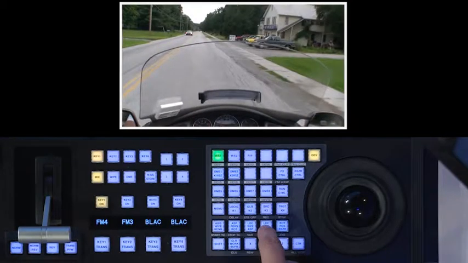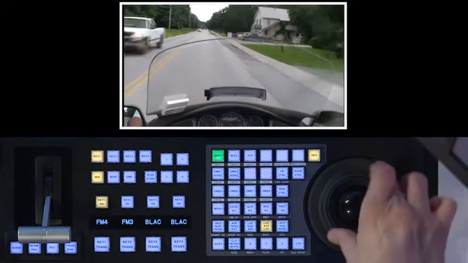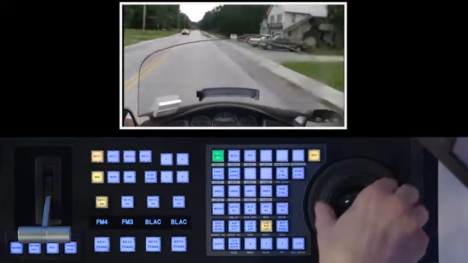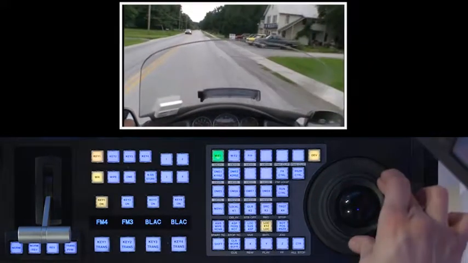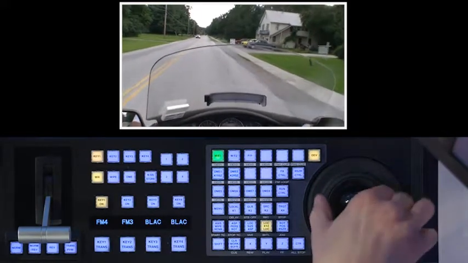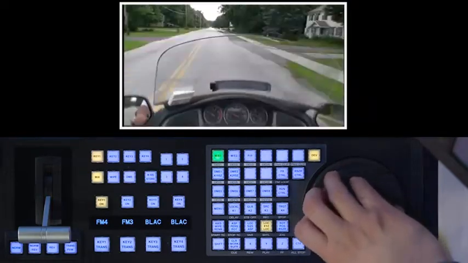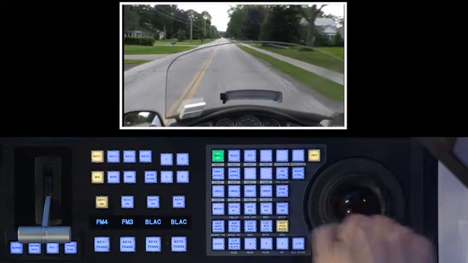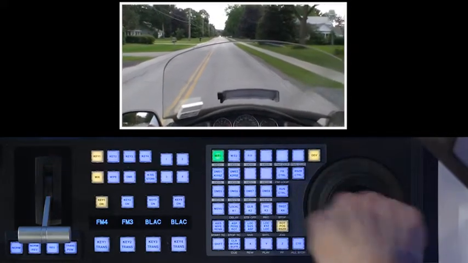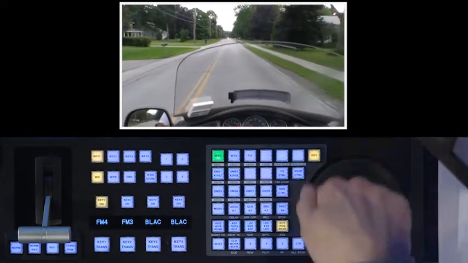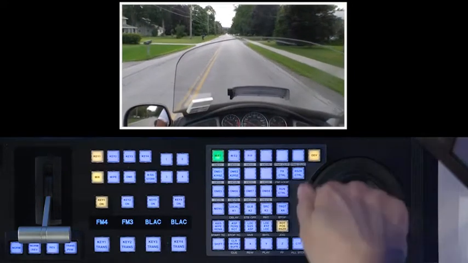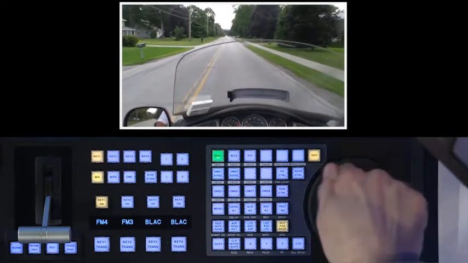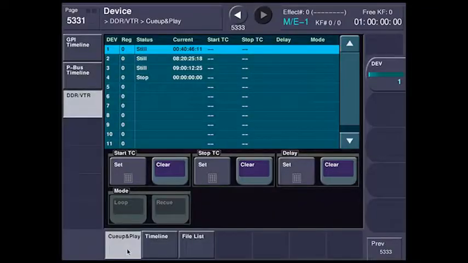I can even shuttle. And the shuttle is going to be just like the front of a Sony VTR. As much as you turn the outside knob on the trackball is how fast it's going to shuttle. Very cool. You can even jog. And again, it has that famous Sony response. I can go as slow or as fast as I want to with the jog. Now let's go up to the menu here real quick.